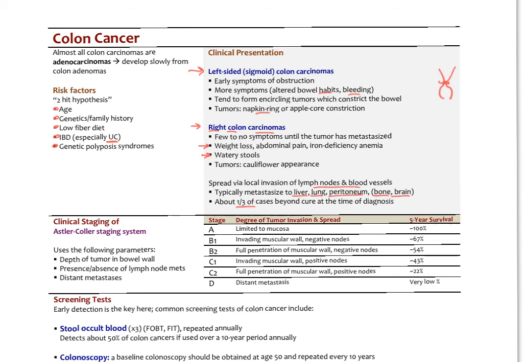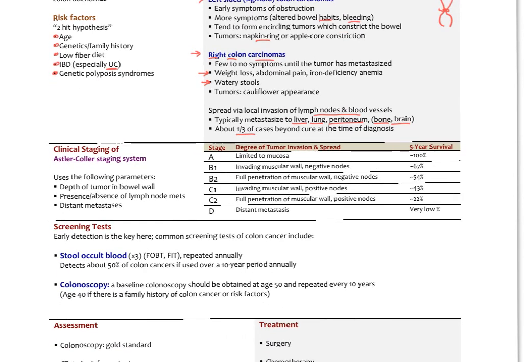In terms of staging of the cancer, it's always important to understand how severe it is and what kind of treatment is needed. The most common staging system is the Astler-Coller staging system, and it looks at the depth of the tumor in the bowel wall, the presence or absence of lymph node metastases, and the presence of any distant metastases. And so we have A through D basically.